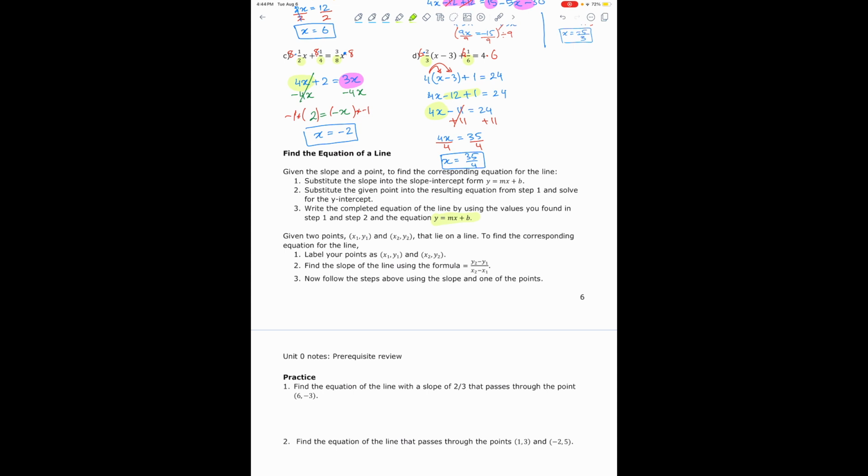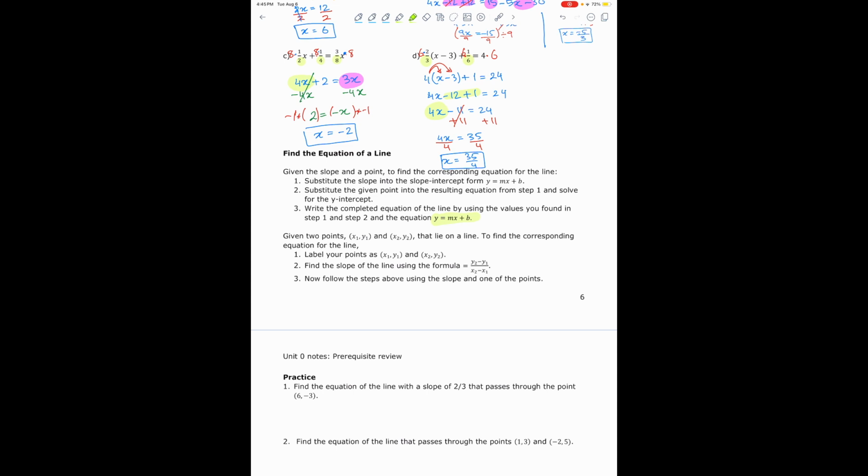If you are given 2 points, x1, y1, x2, y2, instead of a point and a slope, and both of these points lie on the line, to find the corresponding equation for the line, first we're going to label our points x1 and y1, x2 and y2, and then we're going to find the slope m using the formula y2 minus y1 over x2 minus x1, or the difference in y over the difference in x, or rise over run.